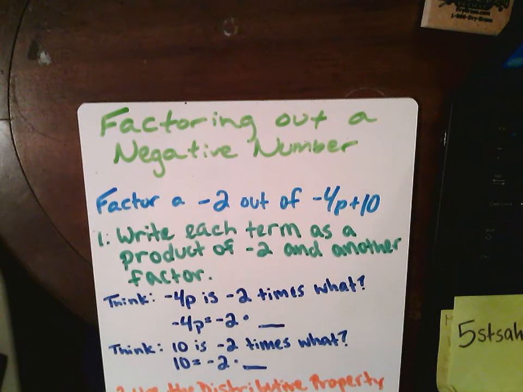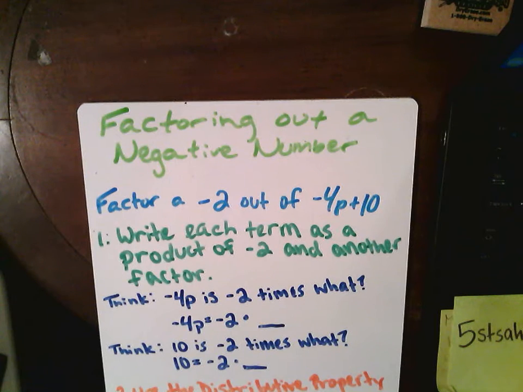So when you factor out a negative number, the number that you factor out is negative. It could be just -2, it could be -27, it could be -5.2, all negatives though. It could be negative 1/2. As long as it's negative, you are factoring out a negative number.